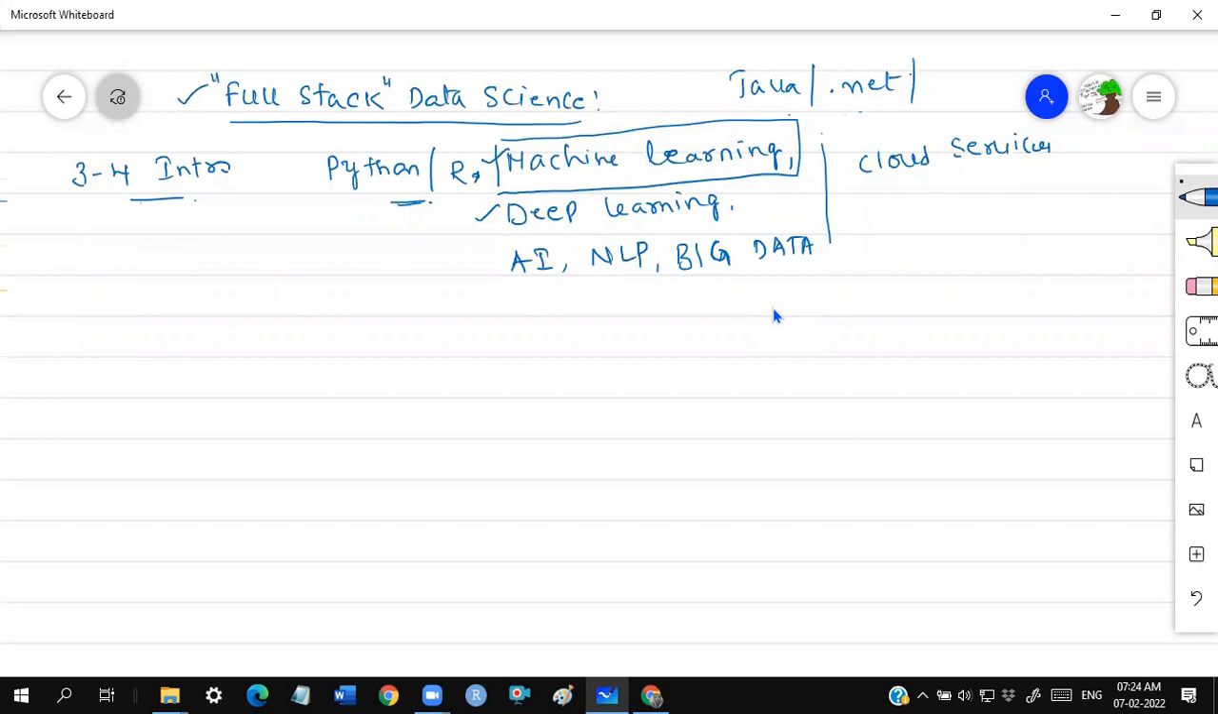Okay, guys. So today's introduction is going to be related to machine learning. Today we are going to introduce what machine learning is first of all. The most important thing is machine learning, guys. Without learning machine learning, I can't go for deep learning. We can't go for AI. We can't go for NLP. Big data is something different. The first main heart of this data science course is nothing but machine learning.